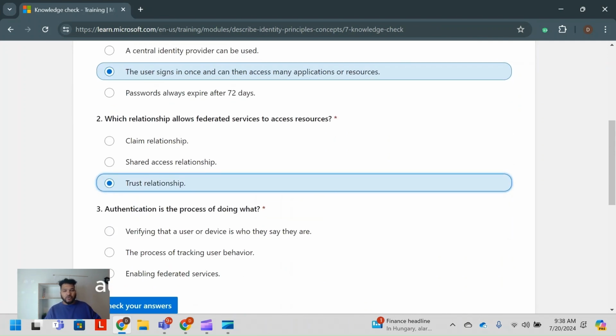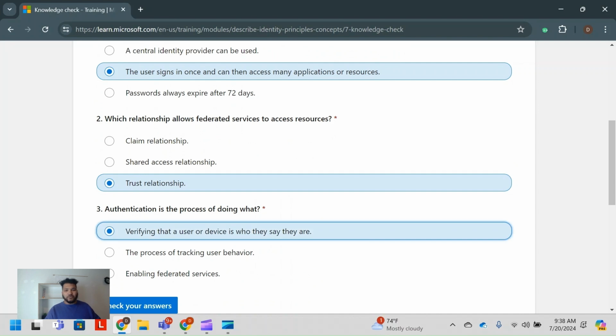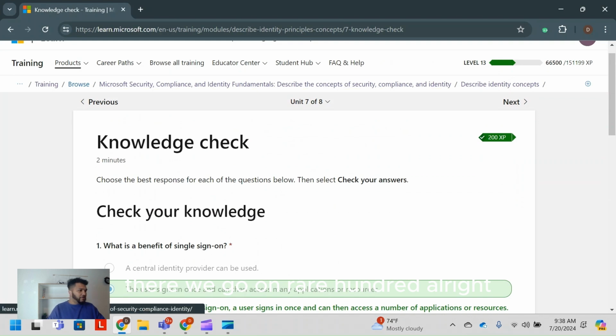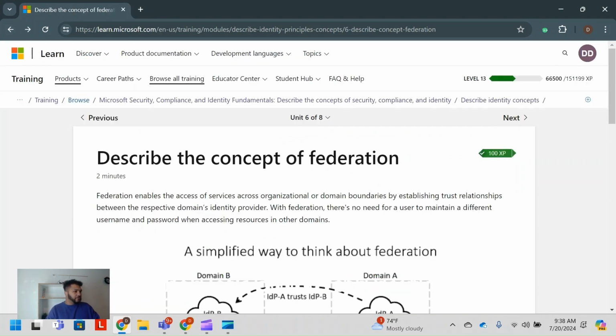Authentication is the process of doing what? Verifying that the user, device, and so on are who they say they are, or the process of tracking user behavior, or enabling federated services. Very simple: verifying the user. That's authentication. There we go, 100. All right, so then let's go into the next module.